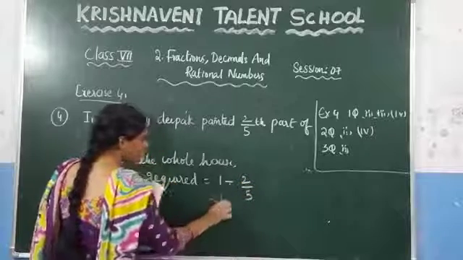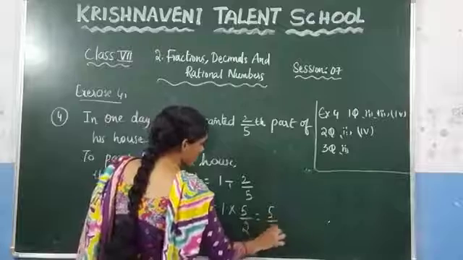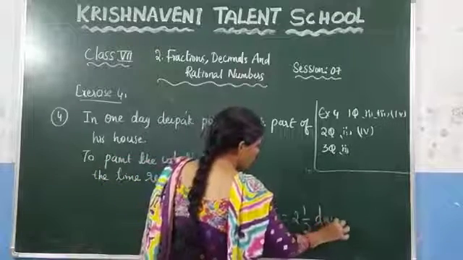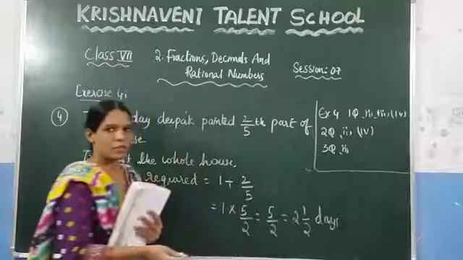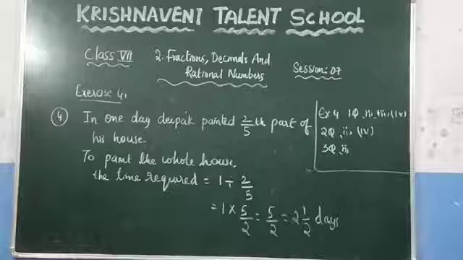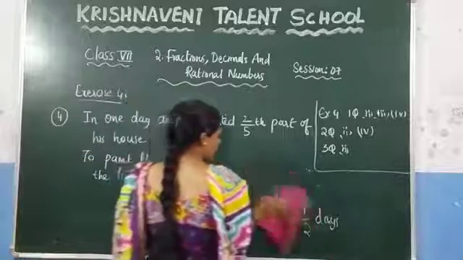You just need to divide it. What will you get in case of division? Multiplication, you will get 5/2. After converting, you will get 2 1/2. 2.5 days he required to paint the whole house. And with this, the exercise is completed.